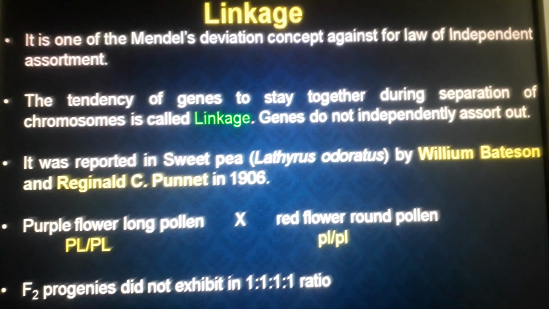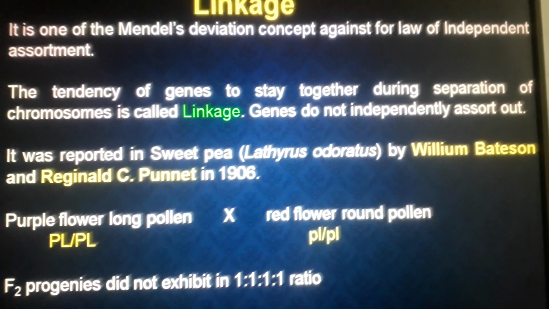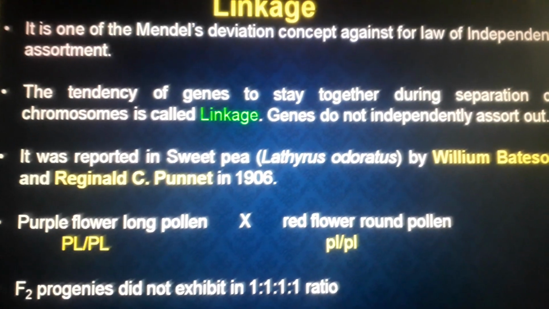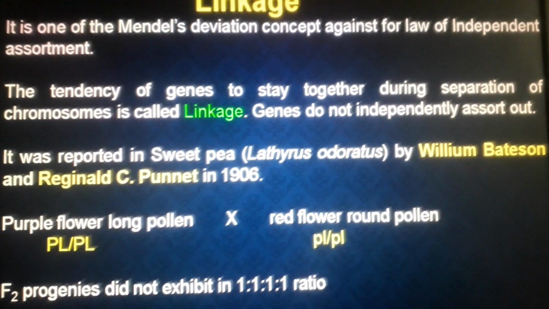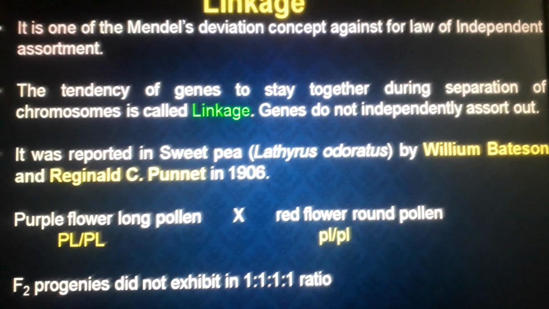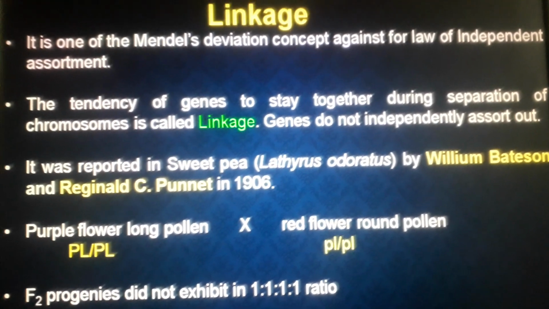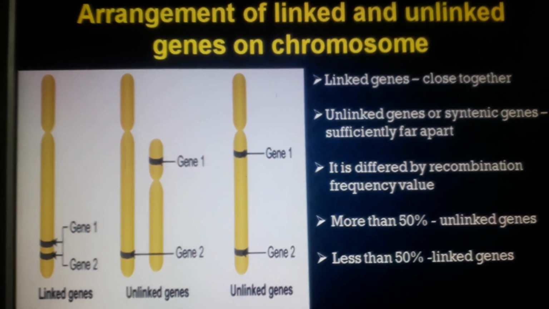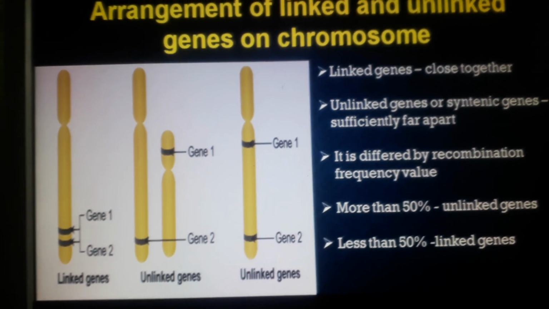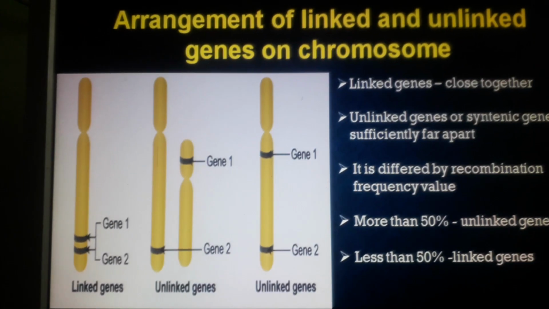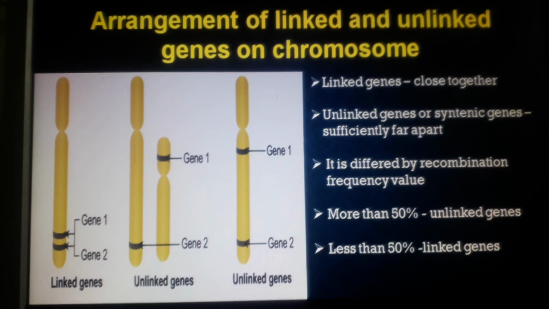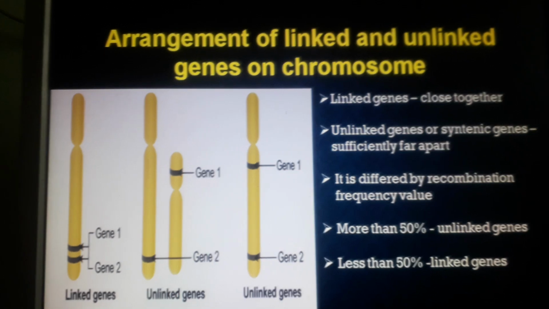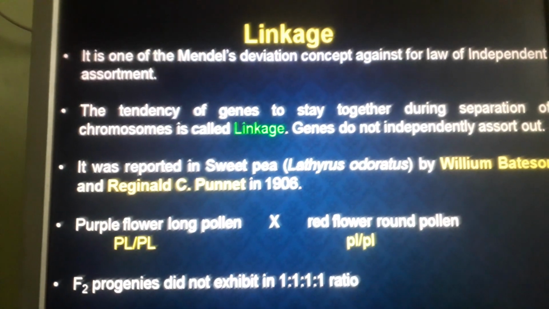See, the scientists Bateson and Punnett conducted an experiment in the plant Lathyrus odoratus. There, they selected the plant with purple flower, long pollen, and the plant with red flower, round pollen. They did the cross. In F1, the dominant one came. In F2, the dominant as well as the recessive came.